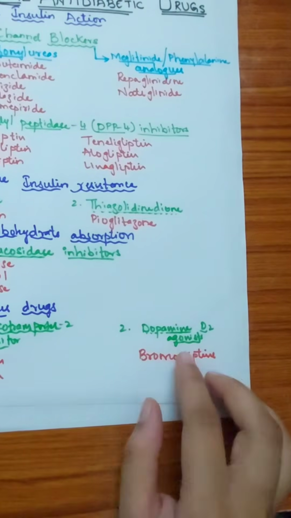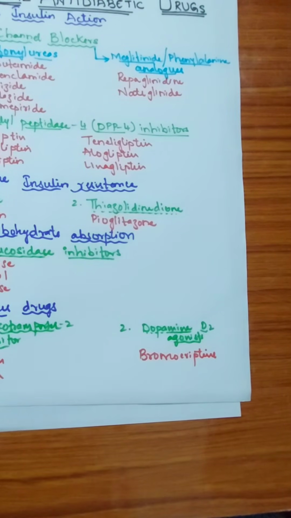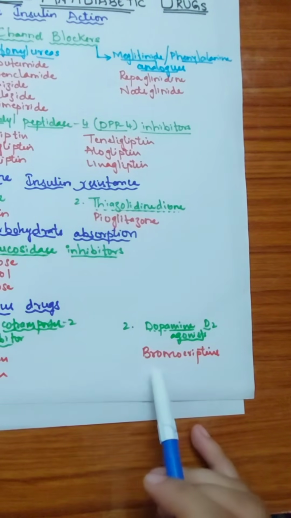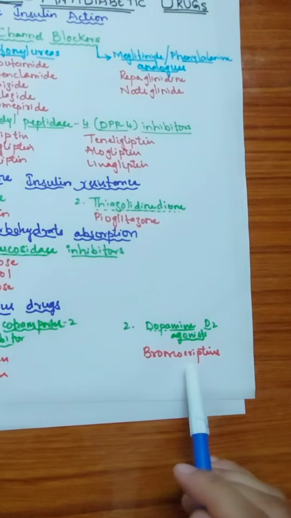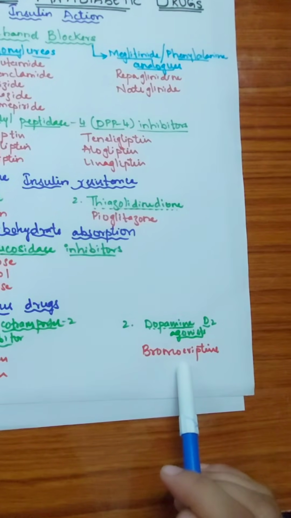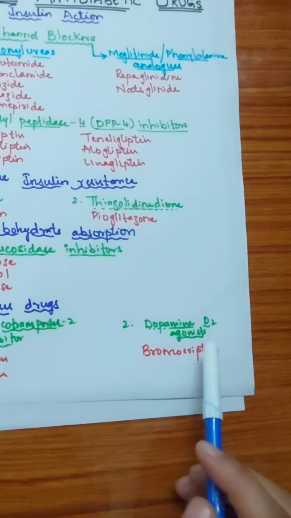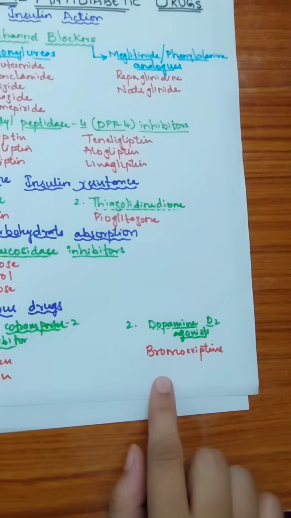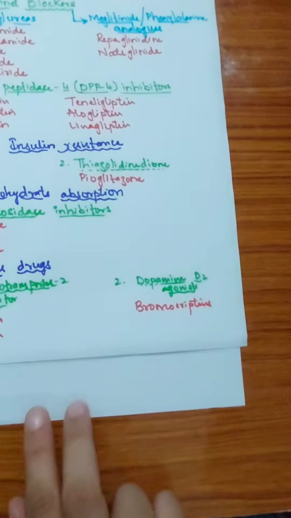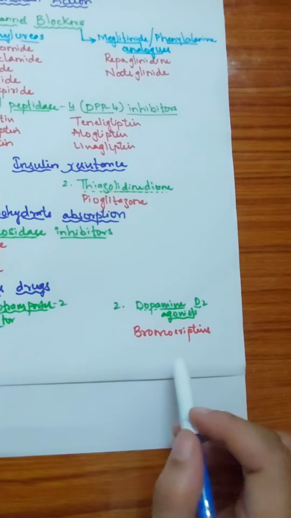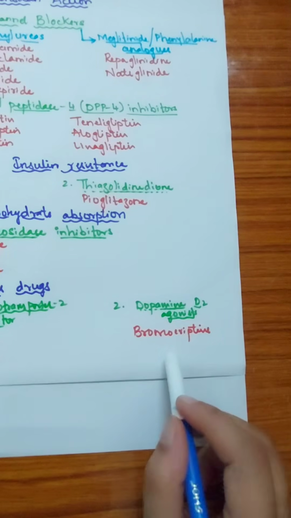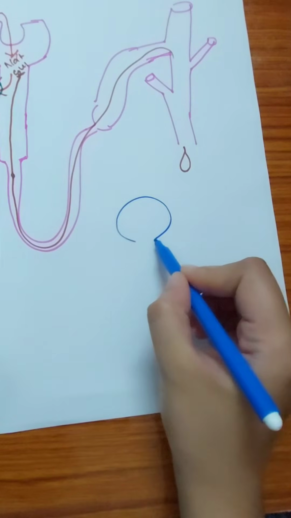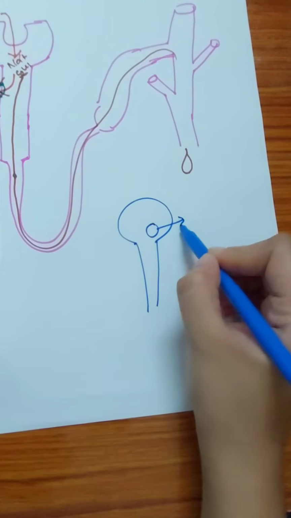Next, coming to the second class of drug, that is dopamine D2 agonist. Only one drug is there, that is bromocriptine. If you remember, we have studied about this bromocriptine somewhere else, yes, in your anti-Parkinsonian drugs. That is also a kind of dopaminergic D2 receptor agonist, isn't it? So what is the role of this bromocriptine in case of diabetes mellitus? It is thought that whenever we are consuming this bromocriptine early in the morning, it mainly acts in your brain. Suppose this is your brain, and suppose this is your hypothalamus.